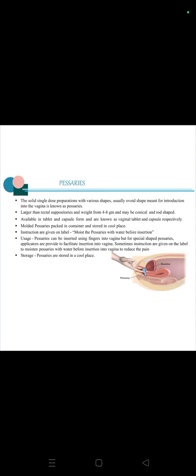Usage. Pessaries can be inserted using fingers into vagina, but for special shaped pessaries, applicators are provided to facilitate insertion into vagina. Sometimes instructions are given on the label to moisten pessaries with water before insertion into vagina to reduce the pain. Then storage. Pessaries are stored in a cool place.